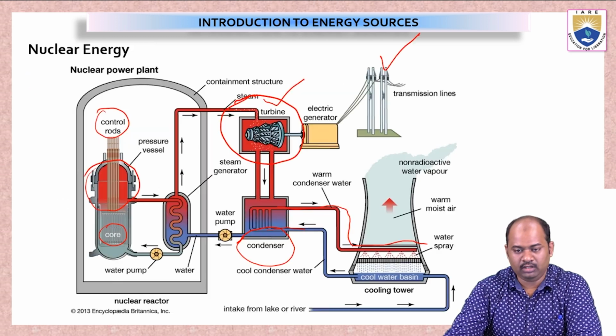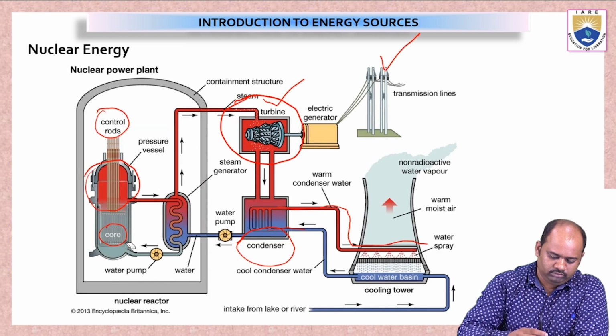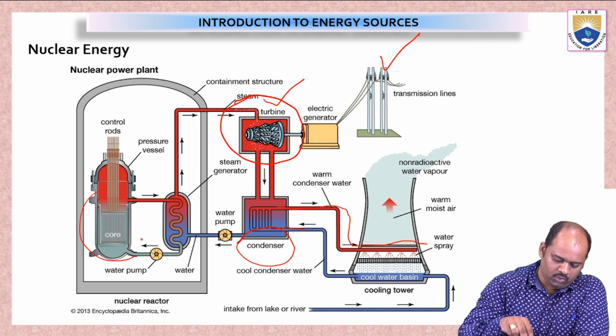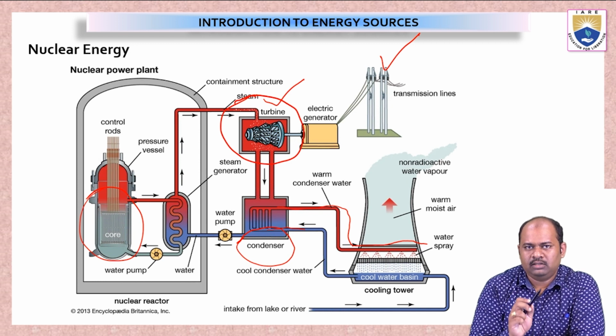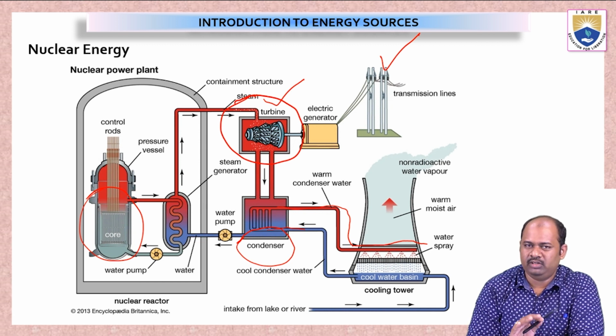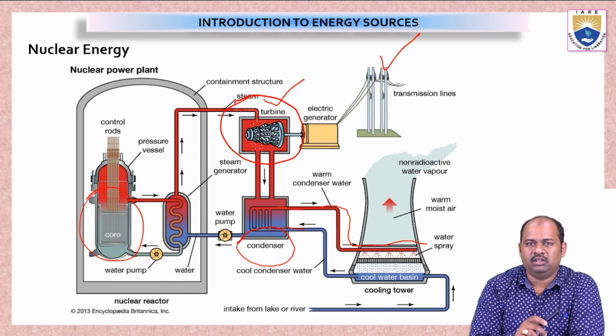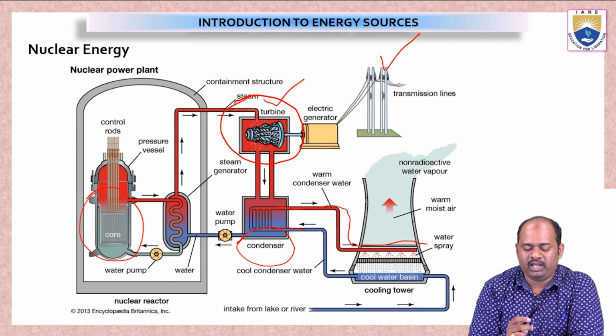So just now we have seen this is the core. This is the core where the nuclear reaction will take place. In the core, there are metal pipes inside which nuclear elements like uranium or thorium are placed. These elements produce heat. When they are collided with neutrons, they will start their chain reaction.